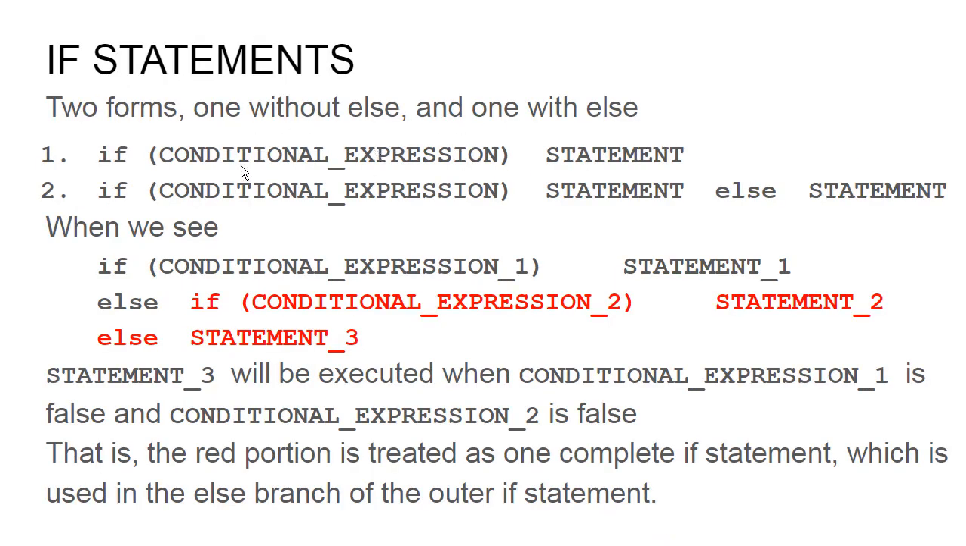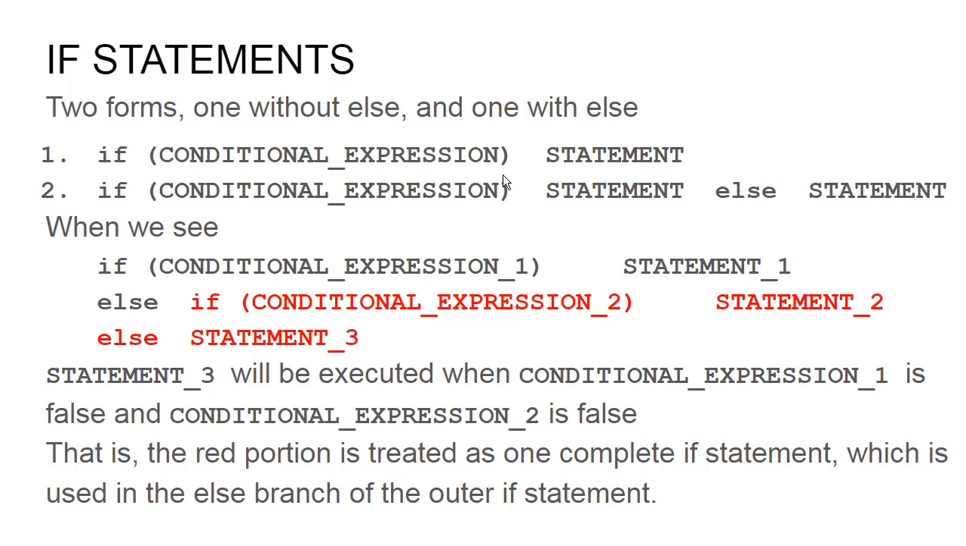So if statements have two forms. The first form is if, then a conditional expression, and then a statement. I recommend you always use parentheses around the conditional expression, just to make it clear. And the second form is if, conditional expression, then a statement, and then else, also a statement. This means that if the condition is true, you execute this statement. If the condition is false, you execute the statement in the else branch.